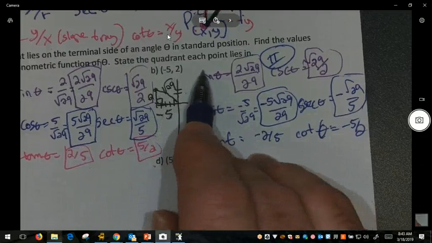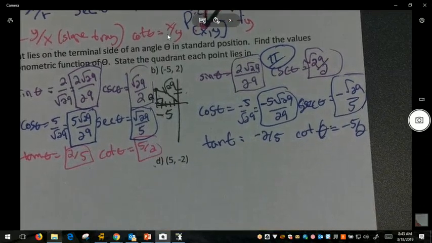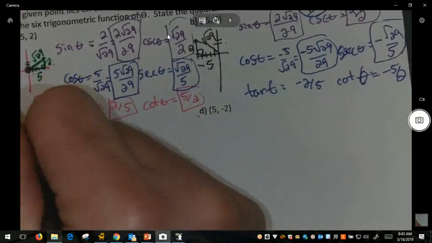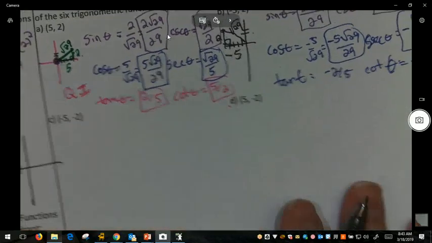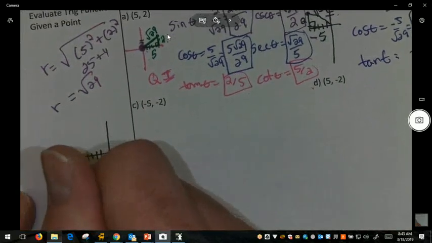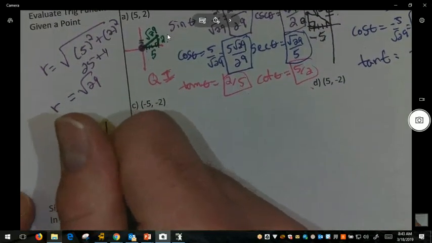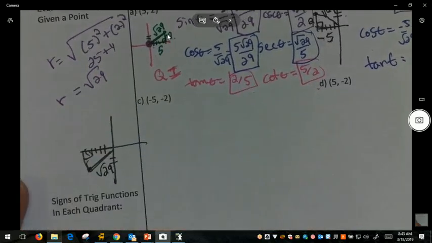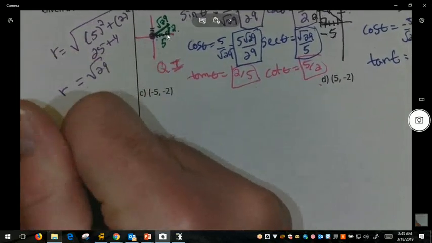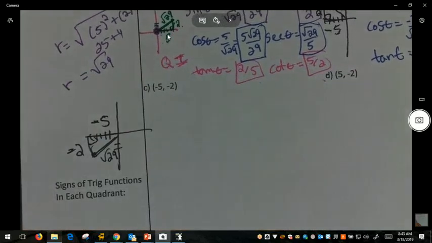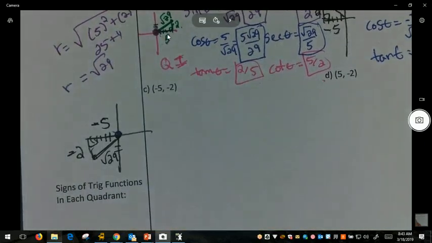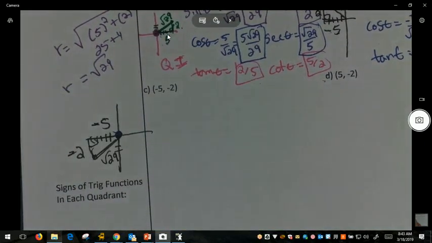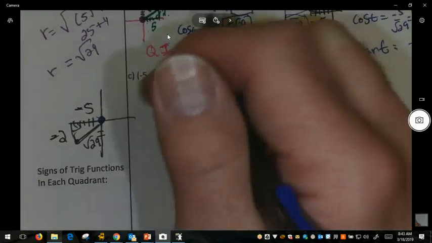It's 1, 2, 3, 4. Make a C as you go around for the order of the quadrants. For letter C, I'm going to draw this out over here. We go left 5 and down 2. Again, we're going to have a hypotenuse of the square root of 29, still positive, but we've gone left 5 and down 2. So the sides of the triangle are now negative. When we have application problems, we don't do that, but when we're working within the coordinate plane, left and down have a sign that determines their direction, and it's important for us to include that.